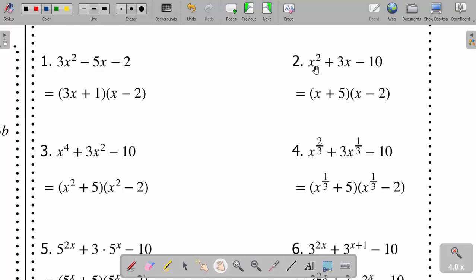Another one here, we have x squared plus 3x minus 10. I'm going to have two brackets again. Then I use the factors of minus 10. When I add them, I get positive 3, but when I multiply them, I get negative 10.